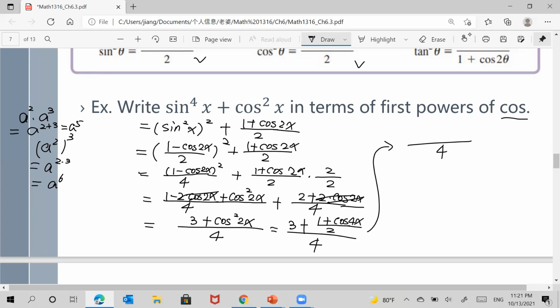The top 3 and this term, I need to combine them. I need to have the same denominator. The lowest common denominator is 6. So the 3 need to, oh, sorry, no. The lowest common denominator is 2. Because 3 is a number, it's not a fraction. It doesn't have a denominator. So 2. The top needs to be 6. So 6 plus 1 plus cosine 4x.